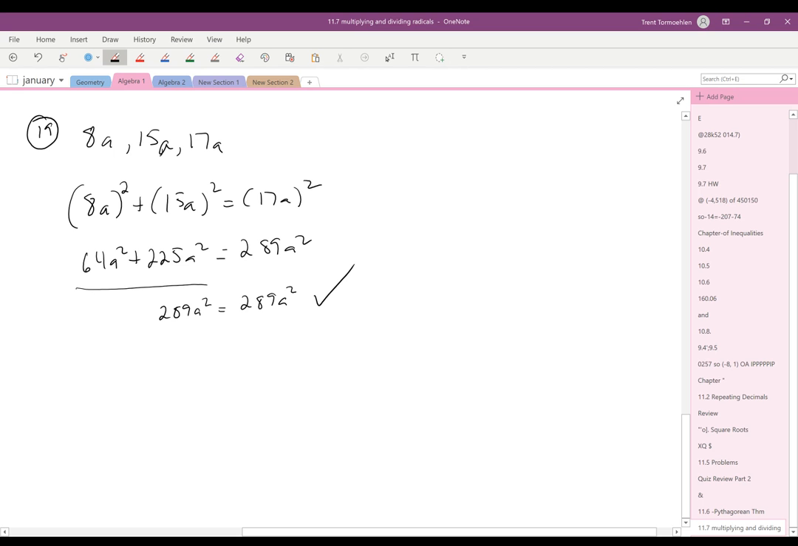And it turns out that 8, 15, 17 is a relatively common, what we call Pythagorean triple. And then 8a, 15a, and 17a is just a multiple. We're multiplying each of the terms by a.